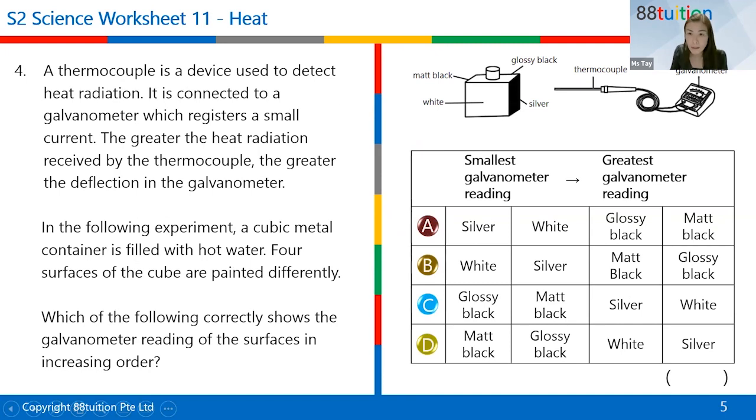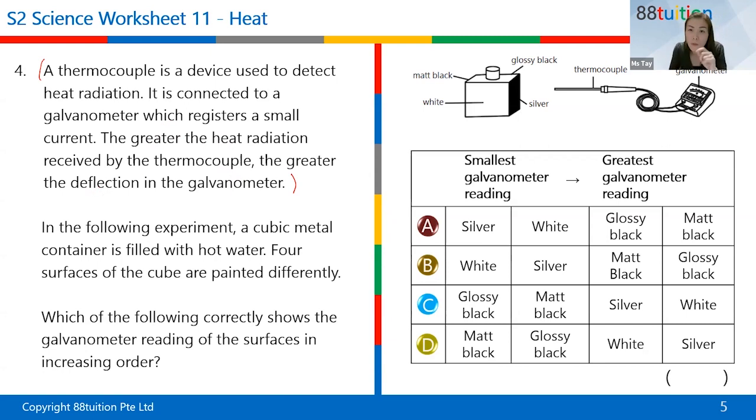I know that you don't know what a thermocouple is. I am not familiar with thermocouples as well, because I hardly use one in my life. But a thermocouple is a device that is used to detect heat, or heat radiation. This paragraph is just explaining how it works. The thermocouple is connected to a galvanometer, which registers current. If a lot of heat is received by the thermocouple, there will be a greater deflection in the galvanometer.